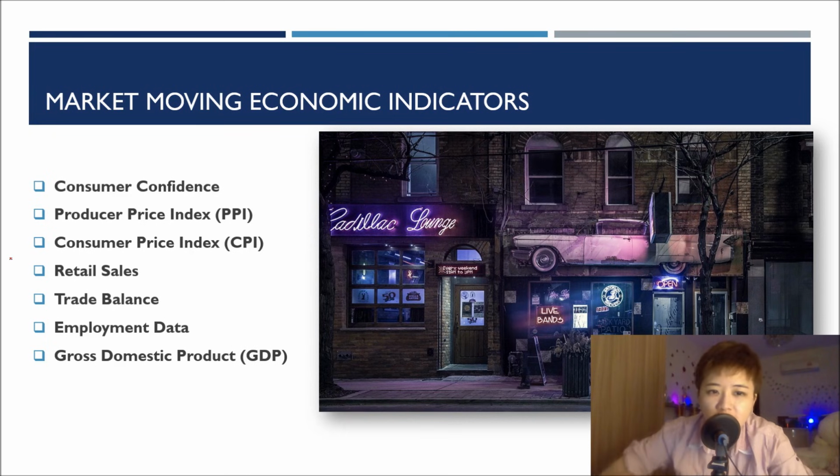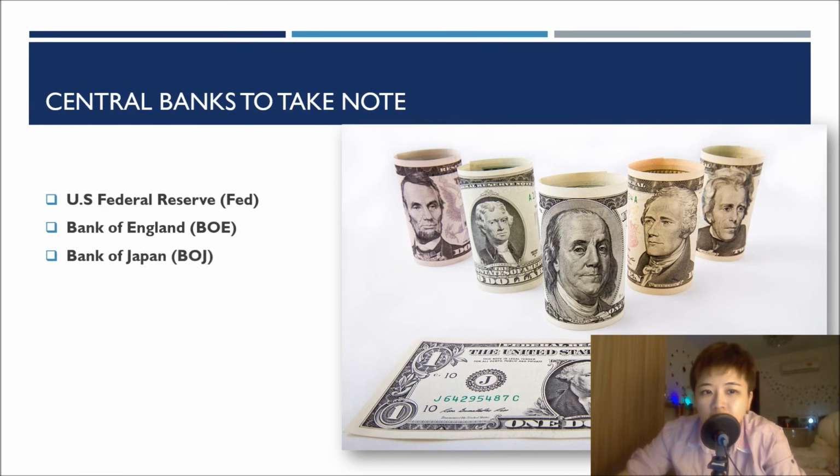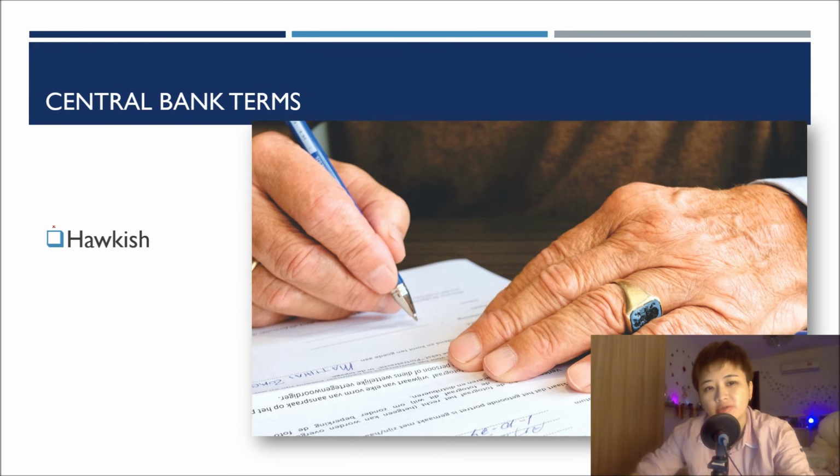Because what a lot of retail traders are doing is that they are trading based on lagging economic indicators, which doesn't make sense. So some central banks that you need to take note of are the US Federal Reserve, the Fed, Bank of England, Bank of Japan, European Central Bank, ECB, SNB, Swiss National Bank. These are the central banks you need to take note of, especially if you trade the currency pairs that they are paying attention to.